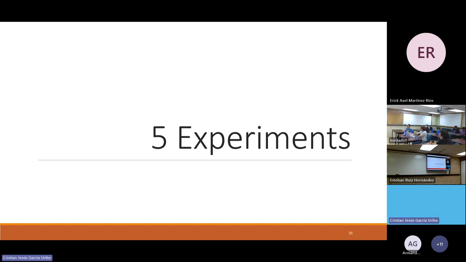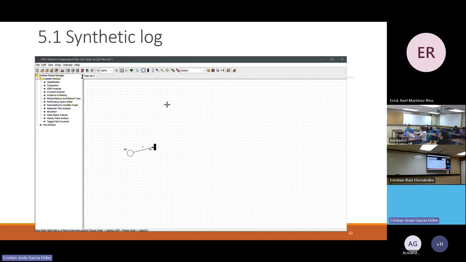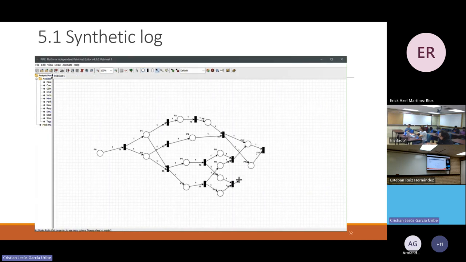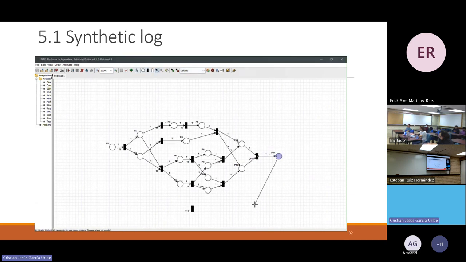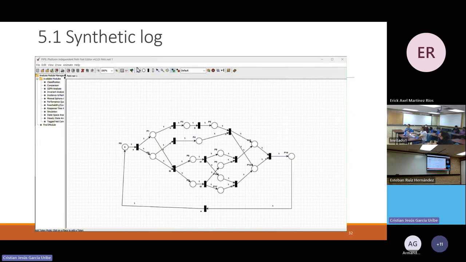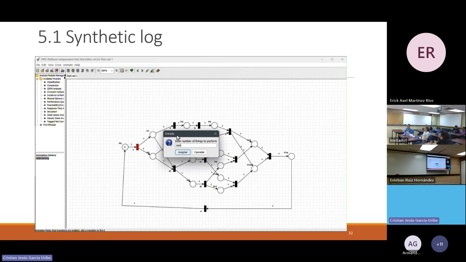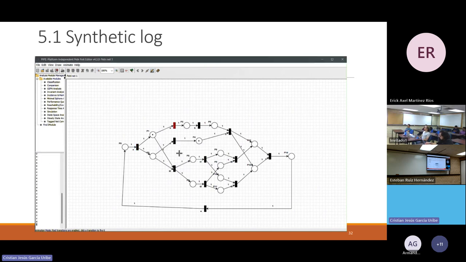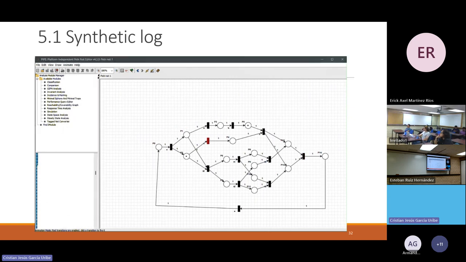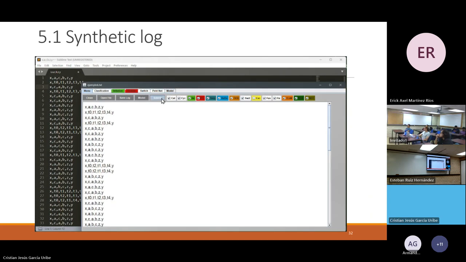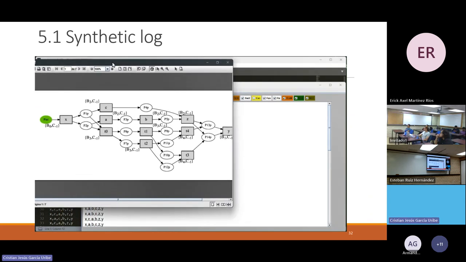As for experimenting, first, our workflow nets are built with concurrent events with the PIPE tool, as seen in the following video, adding a token in the initial place and running a number of simulations to get a synthetic log. This log is the input to the software developed in Java, and we get the model.